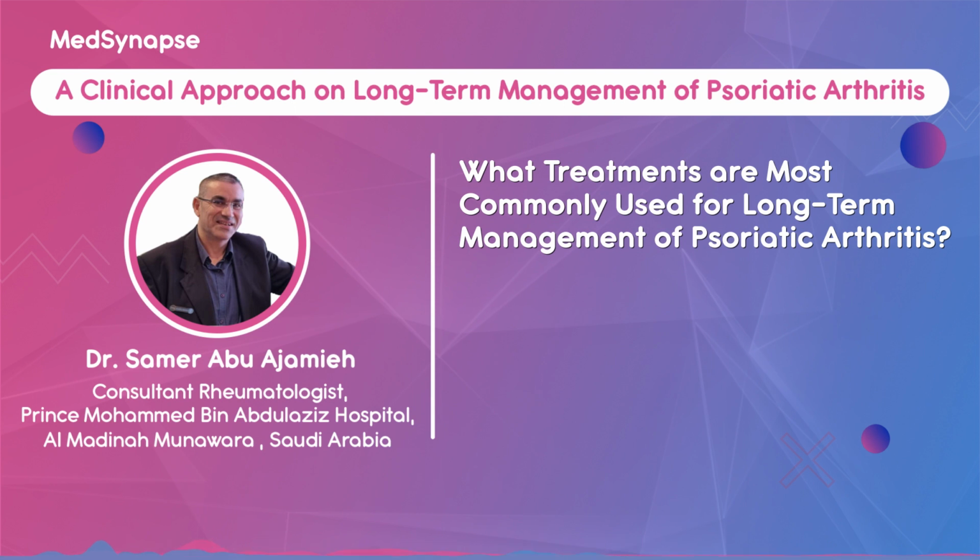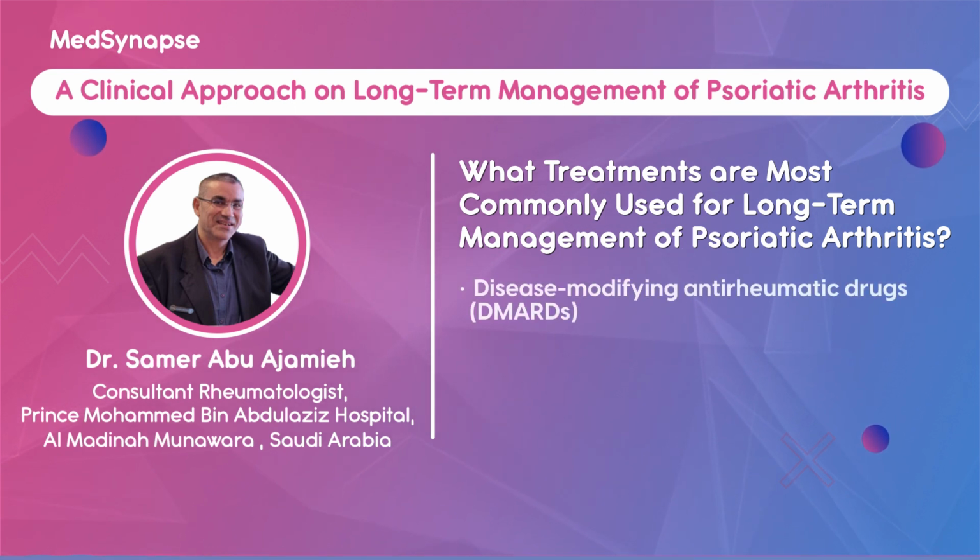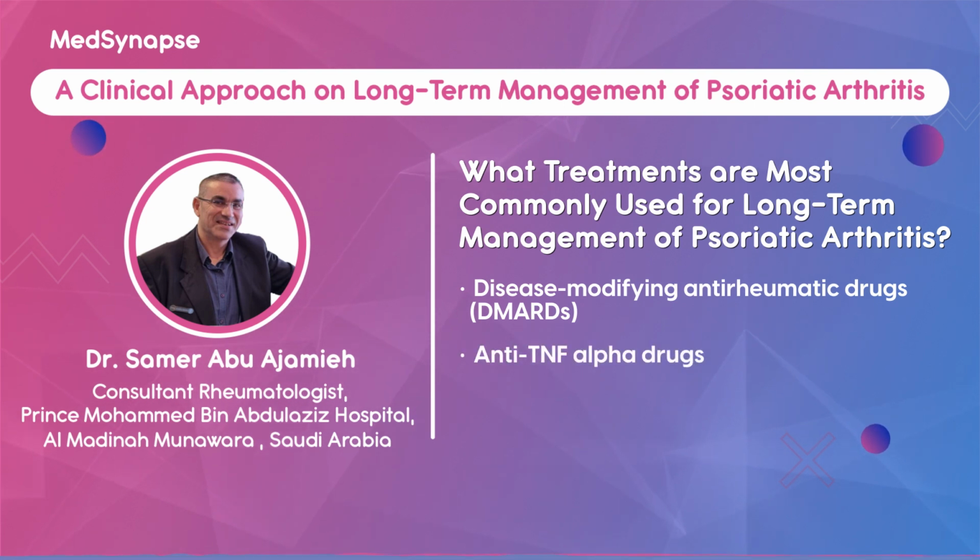On long-term management, of course, we need disease-modifying anti-rheumatic drugs. In case of peripheral arthritis, I like to start with methotrexate. But in cases of dactylitis, enthesitis, or axial involvement, we usually start in these cases with anti-TNF-alpha drugs. This is the first line we consider. Of course, we follow up later and see whether the drug is efficient and working or not.